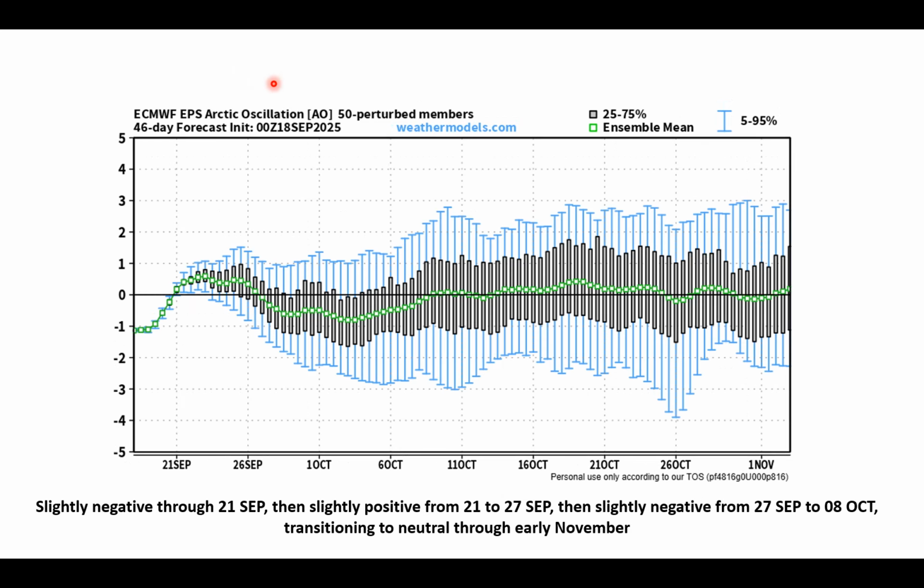We look at the European EPS AO 50 perturb members. This is the 46-day forecast, which just initialized on the 18th of September. It goes all the way out to early November. Again, slightly negative right on through the 21st of September, then slightly positive from 21 to 27 September. Then we go slightly negative again from 27 September right to 8 October. So that's a pretty good stretch of time where we can go slightly negative again with the AO according to this 46-day European EPS forecast. And then we transition, see where the green line is? It's closer to the solid zero line here in the middle of the graph. That's more neutral conditions through early November.